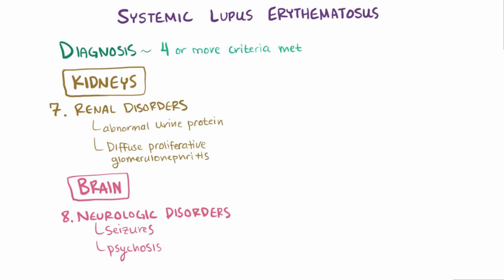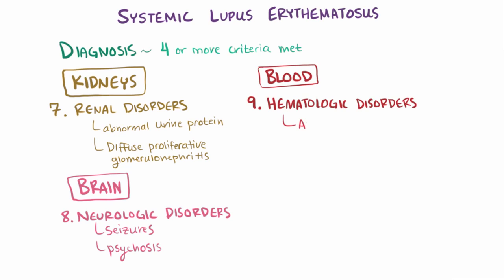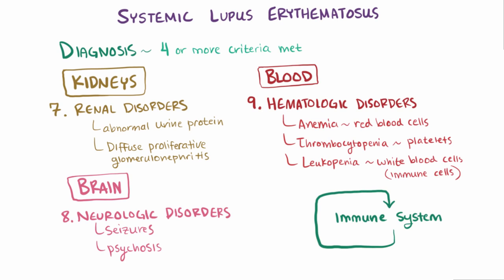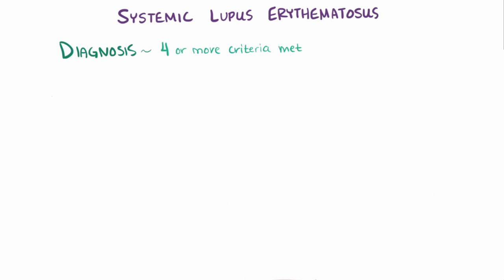Sort of along the same lines, patients can have autoantibodies against components of the blood, causing various hematologic disorders. For example, they'll get anemia if blood cells are targeted, thrombocytopenia if platelets are targeted, and leukopenia if white blood cells or immune cells are targeted. And that last one's kind of a mind bender because it means that your immune system is attacking your immune system. Alright, so the last 2 criteria have to do with specific antibodies being found in the blood.